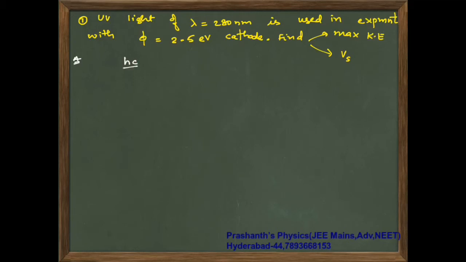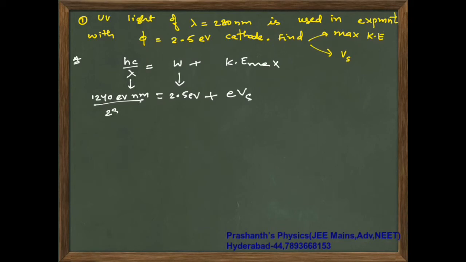So your answer is: hc by lambda is equal to work function plus KE max, so e times Vs plus the work function of 2.5 electron volt. hc by lambda is 1240 electron volt nanometer by 280 nanometer. Nanometer will cancel off. 1240 by 280 is around 4.48 electron volt, that is equal to 2.5 electron volt plus e times the stopping potential.